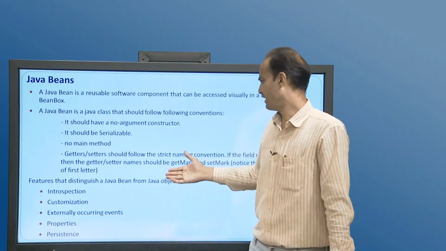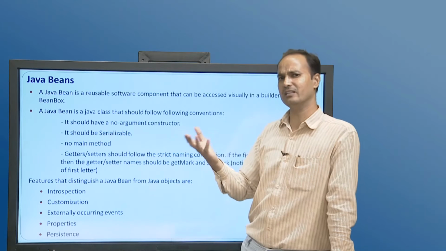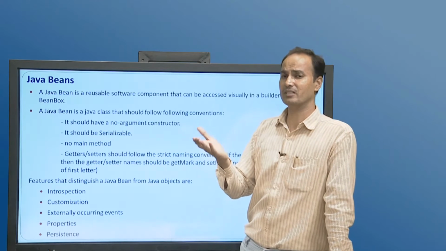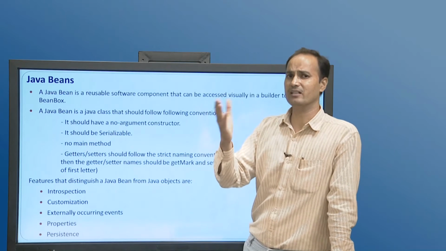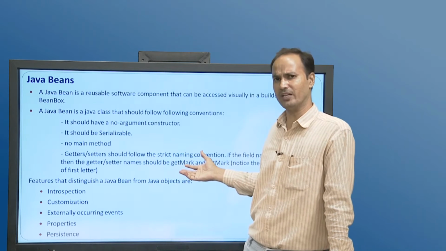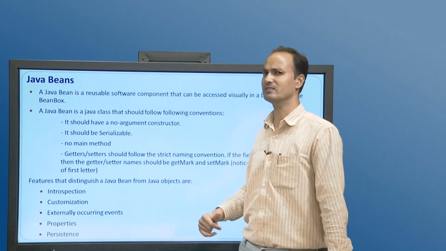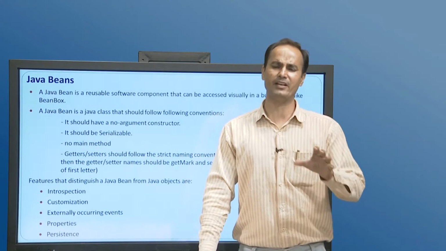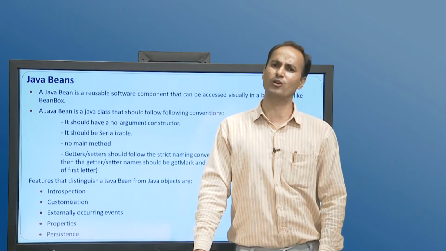Then externally occurring events, we can handle the event, we can register the event with a particular component and handle it once it is generated or triggered. We can set the property, update it, and persistence is there. Persistence is all about saving and maintaining the status of a particular component.